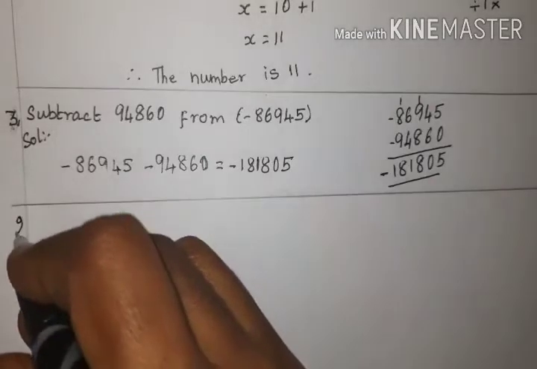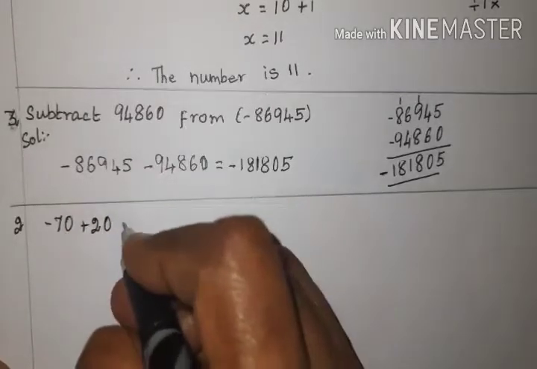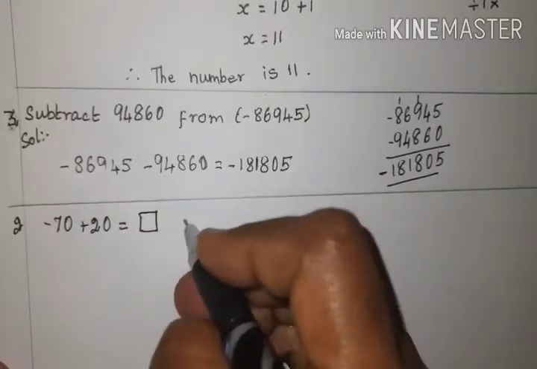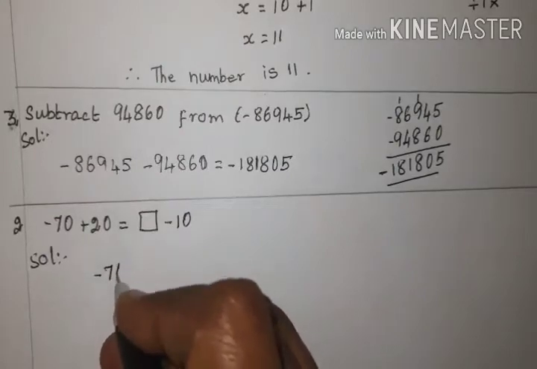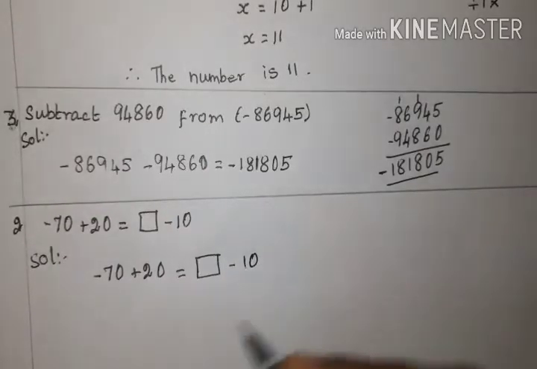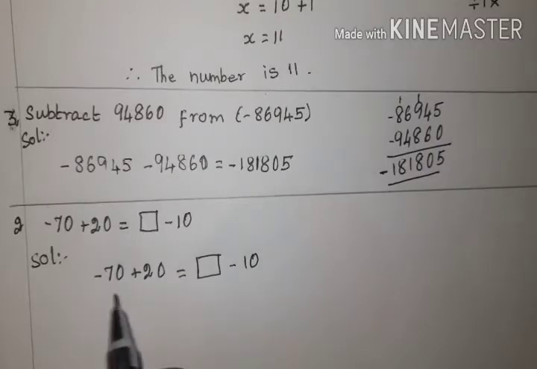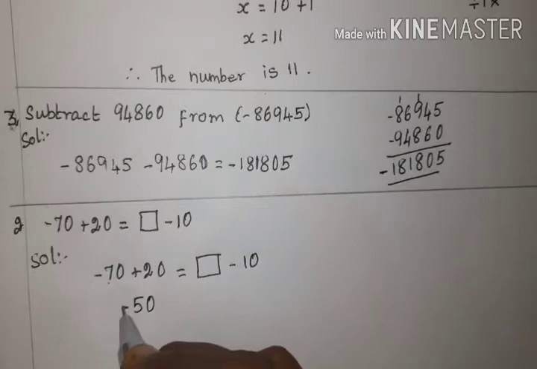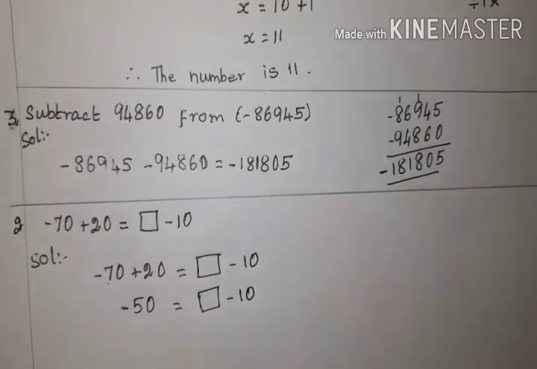Second sum: minus 70 plus 20 equals box minus 10. Solution. Minus 70 plus 20 equals box minus 10. Find the missing value, the box value. So, on the left hand side, minus 70 plus 20 have different signs, one minus, one plus. So subtract and write the bigger number's sign. 70 minus 20, 50, bigger number's sign, 70's sign, minus. Minus 50 equals box minus 10.